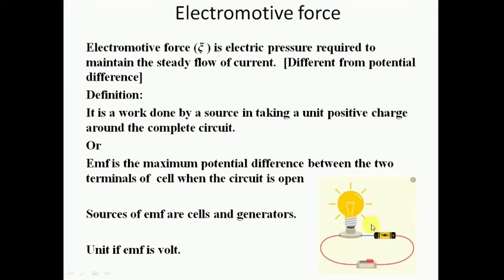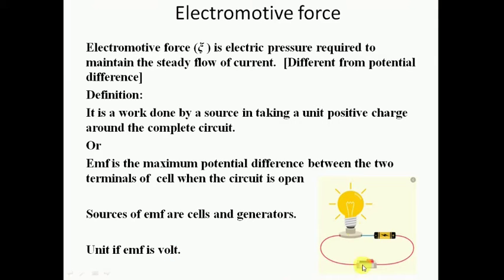And another definition is also there. It is the potential difference between the terminals of the cell when the circuit is switched off. So electromotive force is the potential difference across the terminals of the cell when the current is not flowing through the circuit. We'll talk about it later. Sources of EMF are cells and generators, and the unit of EMF is the volt. It is the same as potential difference, but it is not the potential difference.